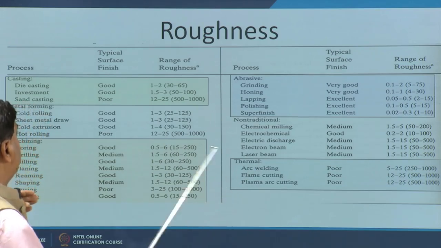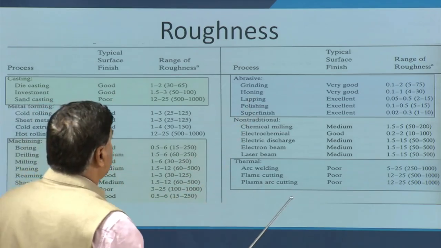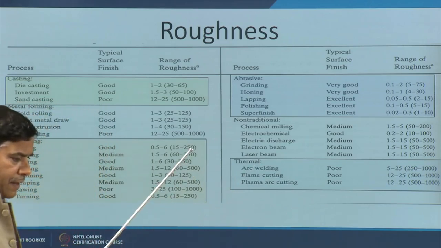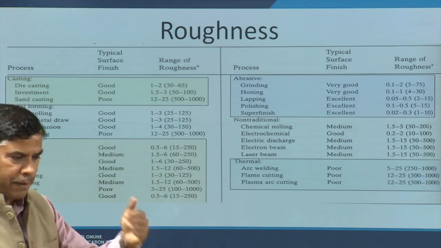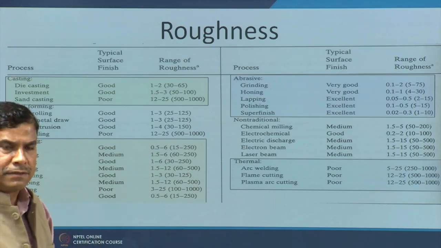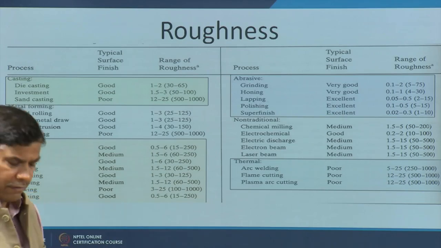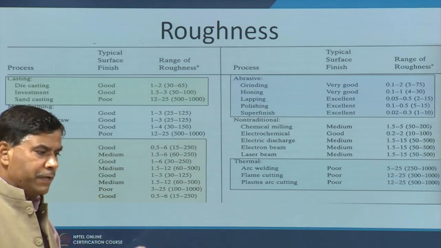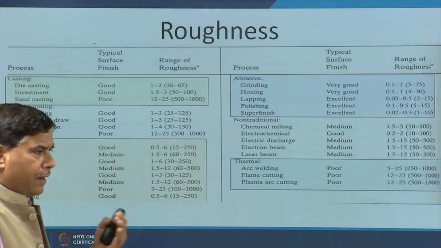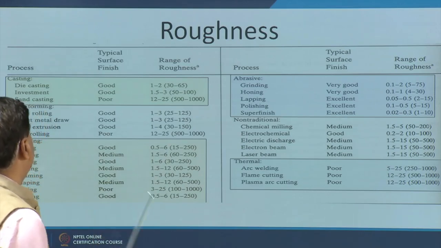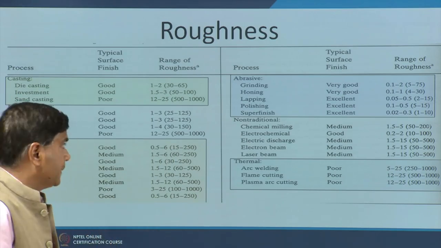So, we can see the casting, machining, abrasive based processes and thermal cutting processes each offer a different kind of surface finish, and the finish which will be realized in a particular case will depend upon the metal system which is being processed and the process parameters, the tool condition, stability and the robustness of the machine. So, there are various parameters which will affect the actual surface finish which can be achieved during processing by a particular process. For example, here sand casting offers a higher surface roughness as compared to die casting.